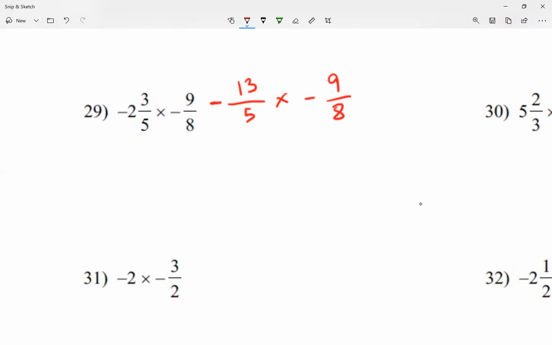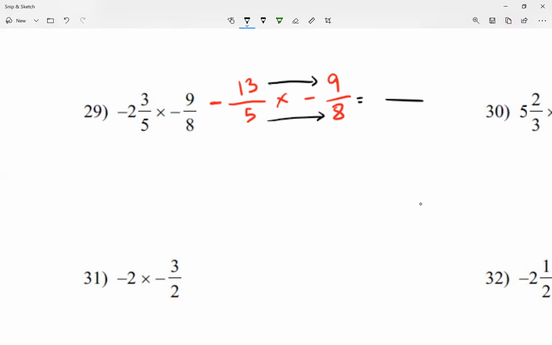Now, let me try to simplify if possible. What I mean by simplify is I'm going to choose a number from the top and a number from the bottom. It could be from the same fraction or from different fractions. It doesn't matter. Just a number from the top and a number from the bottom, and I'll divide them by the same thing to make them smaller. Unfortunately, in this case, I cannot. So now I'm just going to multiply straight. It's going to give me just one fraction.